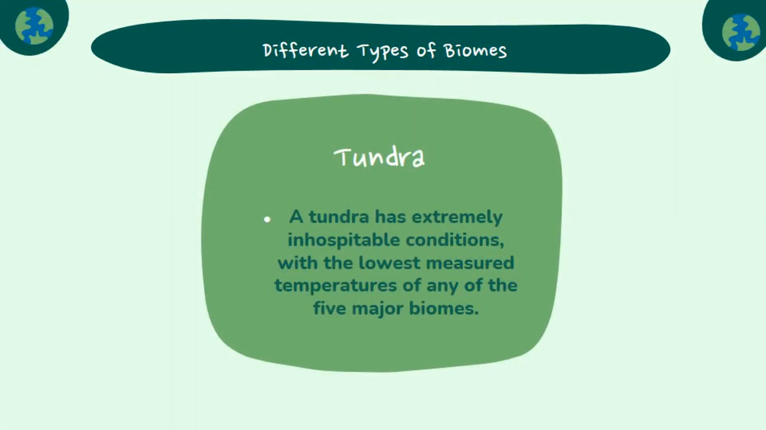A tundra has extremely inhospitable conditions, with the lowest measured temperatures of any of the 5 major biomes. It also has poor quality soil nutrients and short summers. There are two types of tundra: Arctic and Alpine. The tundra does not have much biodiversity, and vegetation is simple, including shrubs, grasses, mosses, and lichens. The Arctic tundra is found north of boreal forests, and the alpine tundra is found on mountains where the altitude is too high for trees to survive.